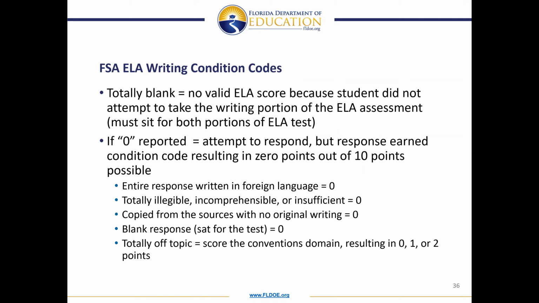So let's talk about that rubric again. Remember how I mentioned you can't give a 0 in PFO or evidence and elaboration. So basically you can't say it's a 0 in PFO, but it's a 1 in evidence and elaboration. Those are not possible score points. If a paper is going to receive an overall 0, then it needs to meet one of the criteria on this screen. So the first one is that it's totally blank, meaning no valid ELA score because the student did not attempt to take the writing portion of the assessment.